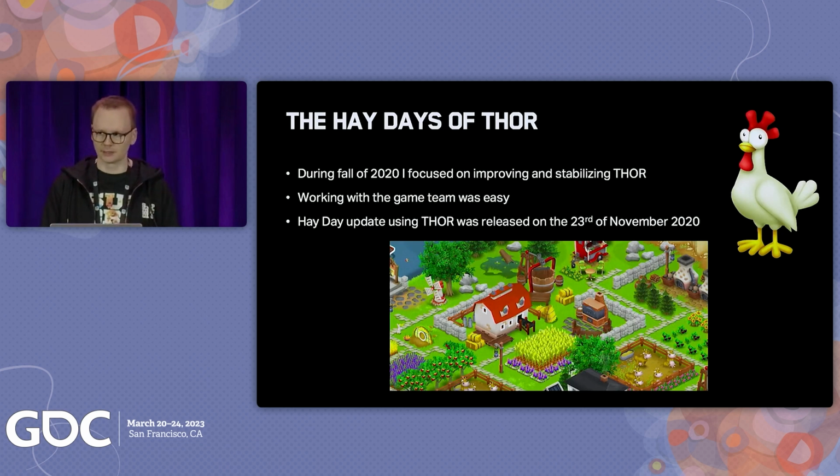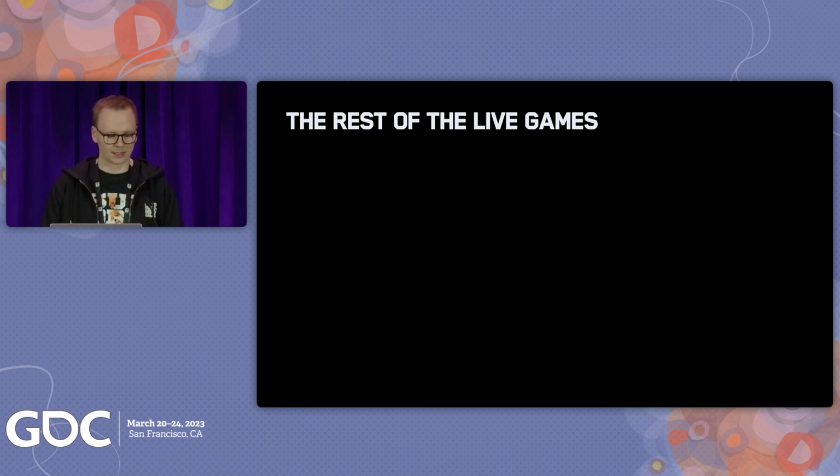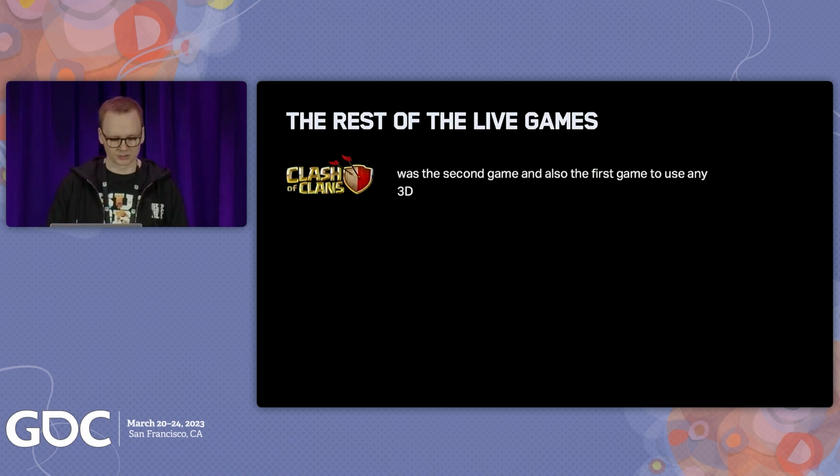Luckily, we didn't run into a lot of issues in the live, so I was able to move to the next project, which was that I was jumping from one game team to another, porting the game rendering over to THOR and improving THOR while doing so. So the next game in the line was Clash of Clans, and this was actually the first game to be ported that had 3D elements in it. So at this point, I needed to port meshes, render queues, materials, all that stuff.